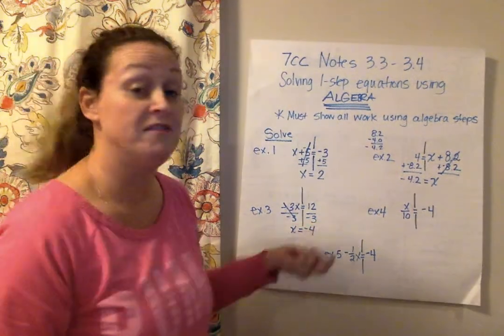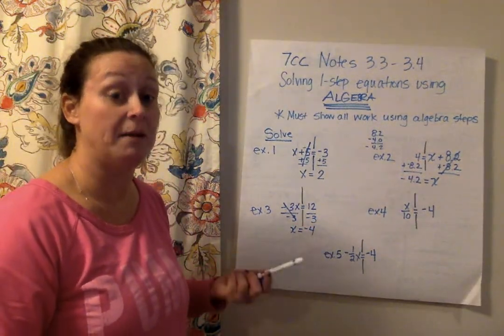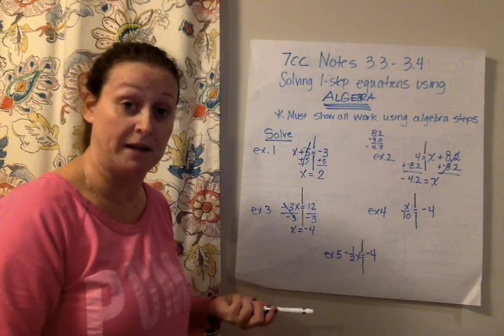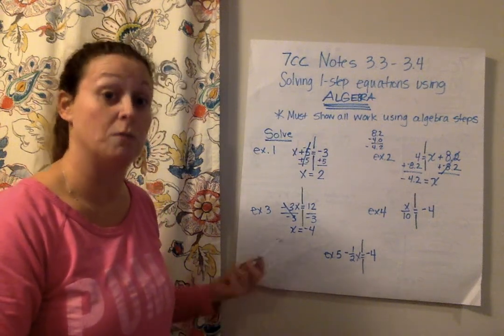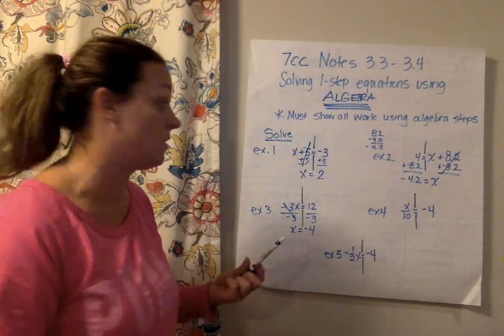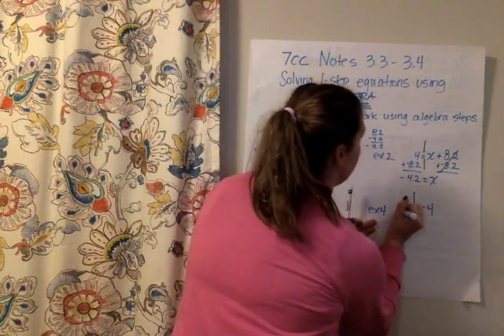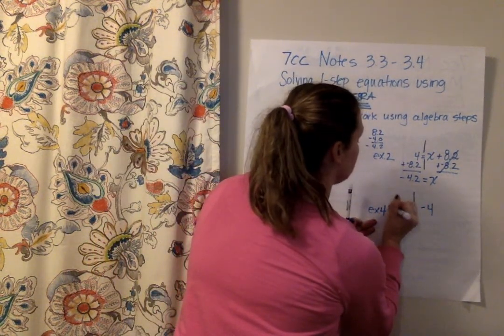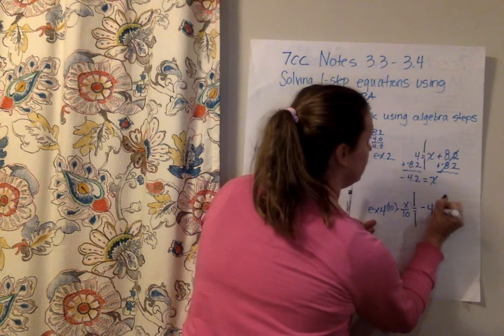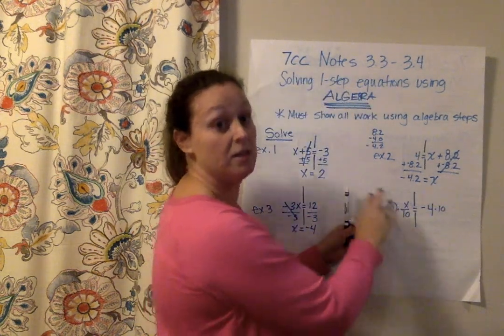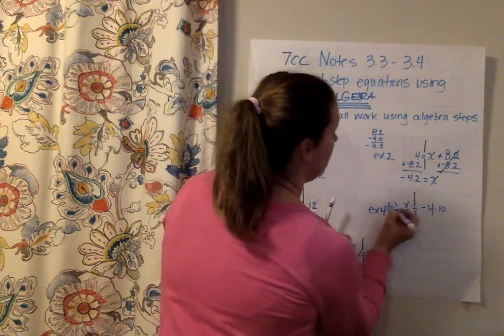In example 4, I've identified that x is being divided by 10. Well, what's the opposite of dividing by 10? That's multiplying by 10. So I'm going to multiply by 10 on both sides of the equation. And I'm going to do so by writing a dot or parentheses and multiplying both sides by 10. Not underneath, simply next to it like I've done.